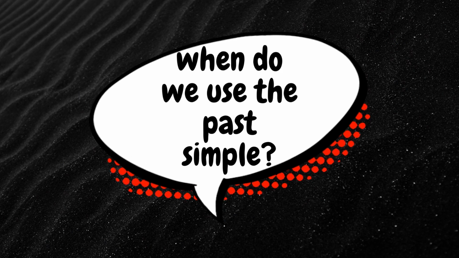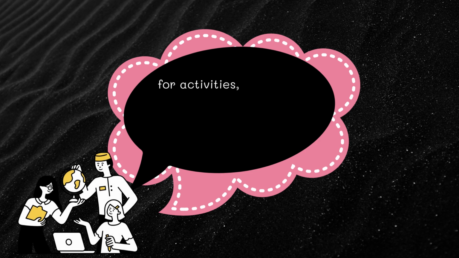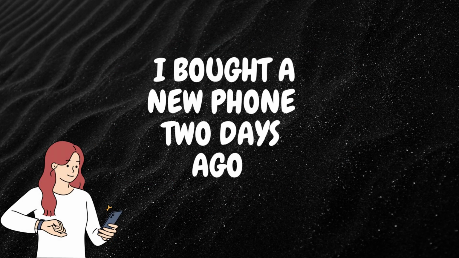So when do we use the past simple? It's used when we talk about activities, situations or states that began and ended at a particular time in the past. For example, I bought a new phone 2 days ago.